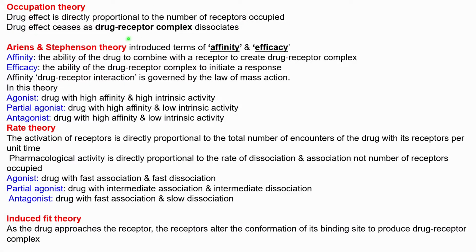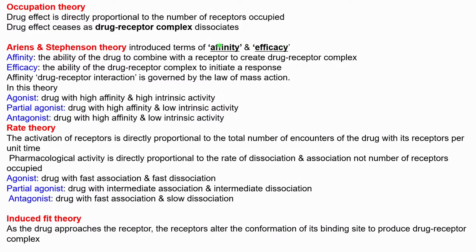So, what kind of rules are running this event? First, drug effect is directly proportional to the number of receptors occupied. It doesn't matter how much of your drug compound you have. It's important how many of receptors are interacting with the drug at that given moment. When a drug receptor complex dissociates, drug effect disappears.